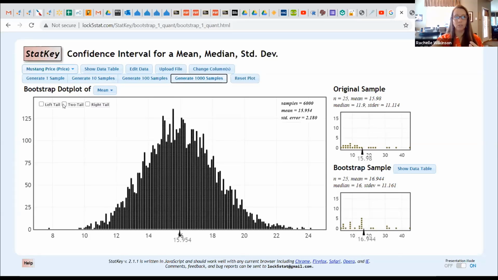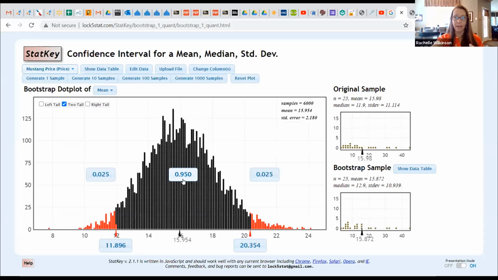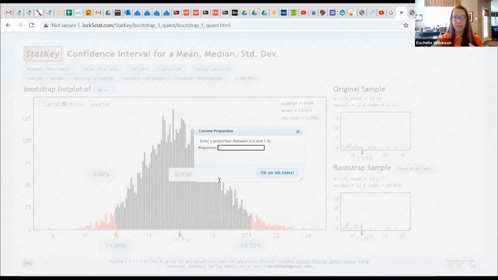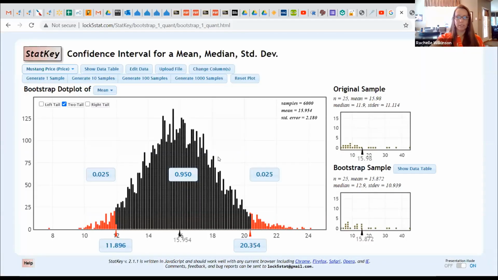up here in the left-hand corner. I'm going to make sure this center box has the value that corresponds to my confidence level. So if I want a 95% confidence level, then I want this to say 0.95. 0.95 is actually the default, so it already said 0.95 when I clicked on it. But if you wanted to change this to 0.99, 0.90, 0.98, whatever the problem's asking you for, you can change that here.